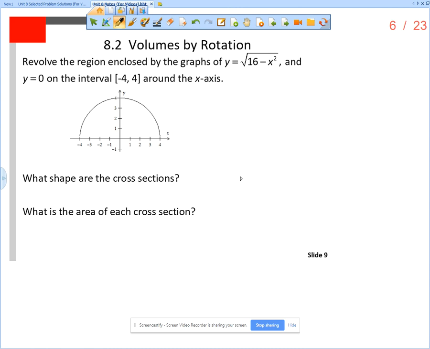This is the video for section 8.2 notes, slides 9 through 11. All right, so in section 8.2, we are talking about volume.